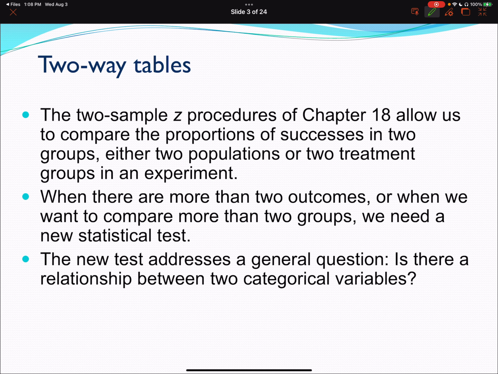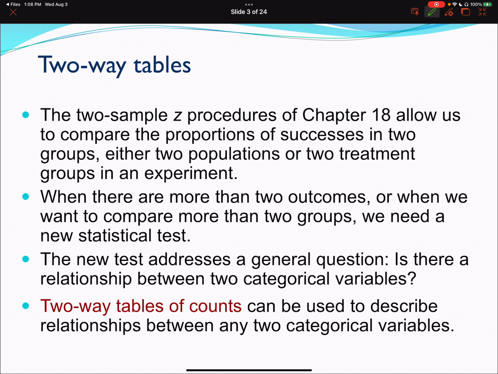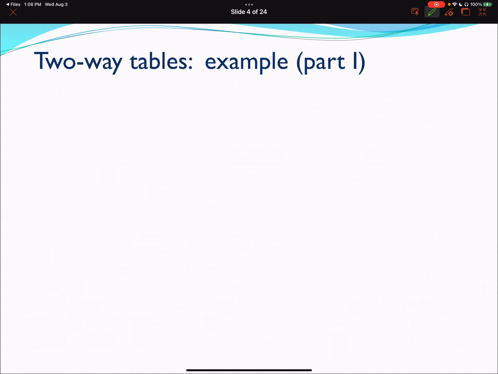This test addresses a general question. Is there a relationship between two categorical variables? Two-way tables of counts can be used to describe a relationship between any two categorical variables. So let's take a look at some two-way tables.